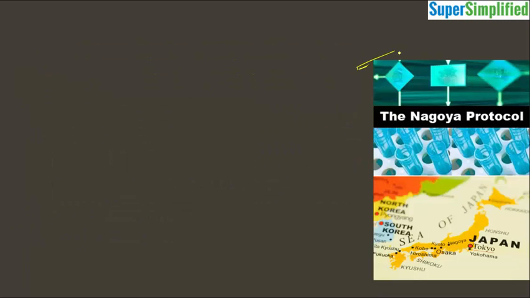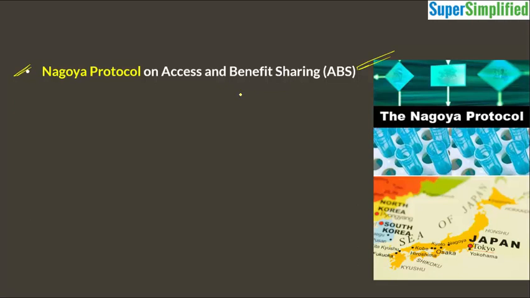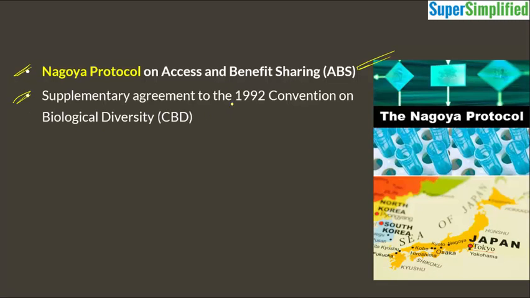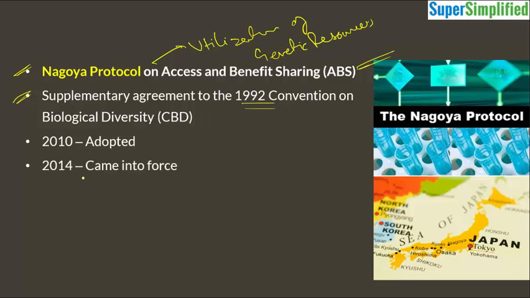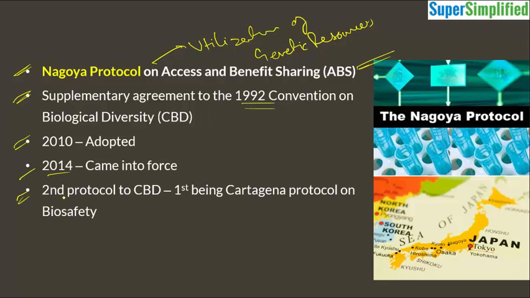Now coming to Nagoya Protocol. So Nagoya Protocol on access and benefit sharing is a supplementary agreement to 1992 Convention on Biological Diversity, right? So it is also known as Nagoya Protocol on access to genetic resources and their fair and equitable sharing of benefits arising from their utilization to the Convention on Biological Diversity, right? So this is basically about utilization of genetic resources. So this is the aim of this. In 2010 it was adopted, in 2014 it came into force. It is also known as second protocol to Convention on Biological Diversity, because first one is Cartagena Protocol on biosafety, right?